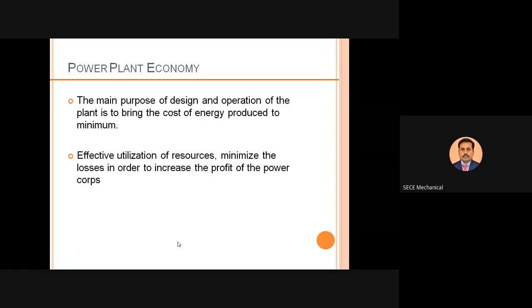And minimize the losses in order to increase the profit. If we want to run any power plant, we have to put in so many costs, and with the help of that cost only we can develop the energy. Ultimately, after producing the power, we have to gain, which means the power plant industry makes profit. That's why we have to study the economy of the power plant. These are the criteria behind why we want to study power plant economy. You have to keep this in mind.